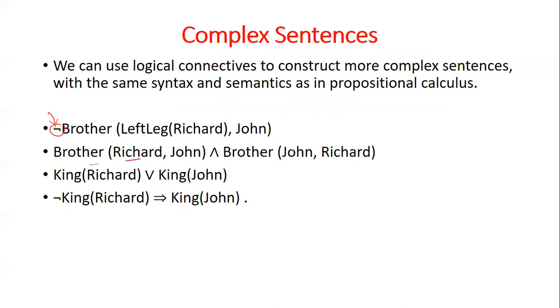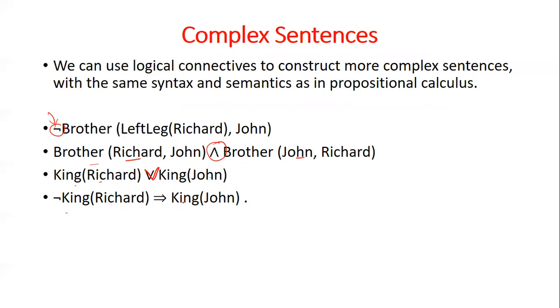Richard is the brother of John, and also John is the brother of Richard. So this is also a complex sentence because and is there. Richard is king, and John is also king. Richard is king, or John is king. This is also a complex sentence because here we are using or.